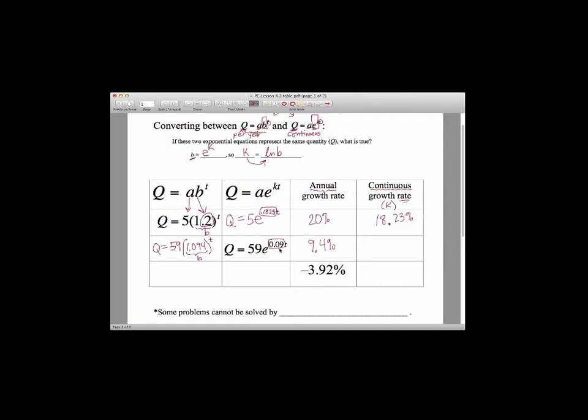The continuous rate was sitting right here by the t. That would be 9%. And once again, those two are very close, although the continuous is just a little bit less than the annual. That's typically going to be true.